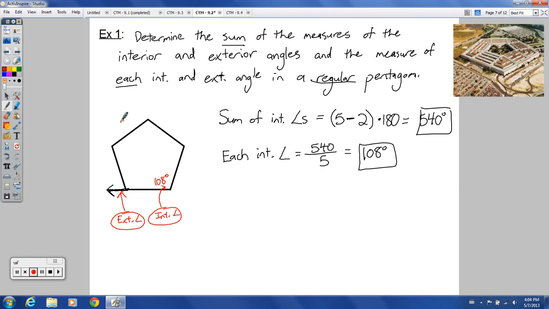We're trying to find the measure of this one. And let's also write this down. We know that n equals 5. And so because it's a pentagon, we know it has 5 sides. We've got that right there.